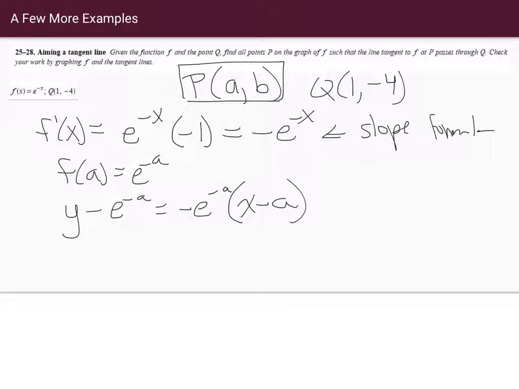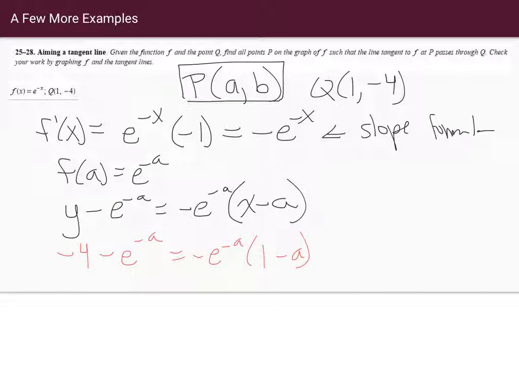Now, taking a look at this line, we know that point Q has to live on this line. So let's go ahead and plug in the values from point Q for x and y. So that means y will now be negative 4. We have minus 4 on the left side. And now x is going to be 1, so we'll have 1 minus a in the parentheses.